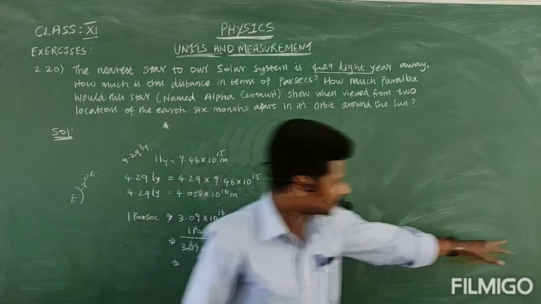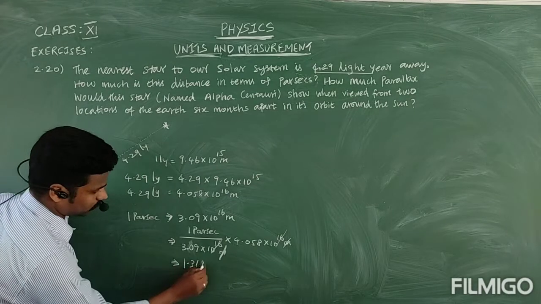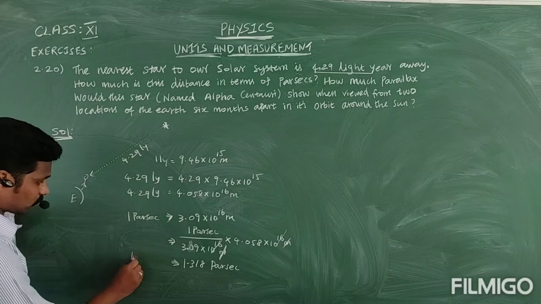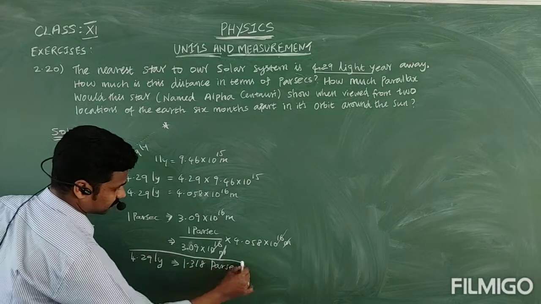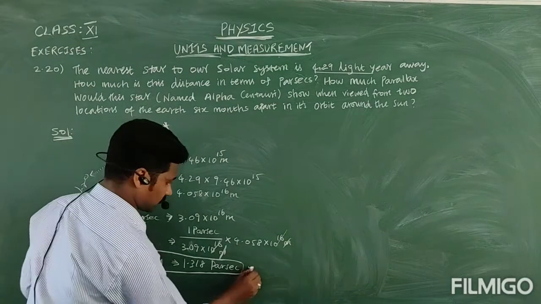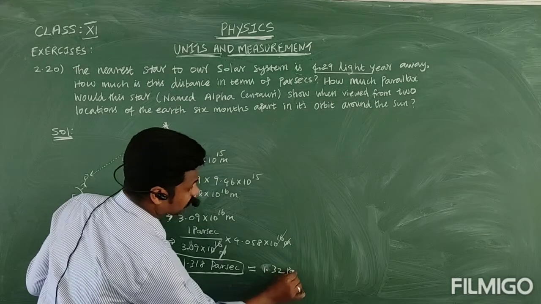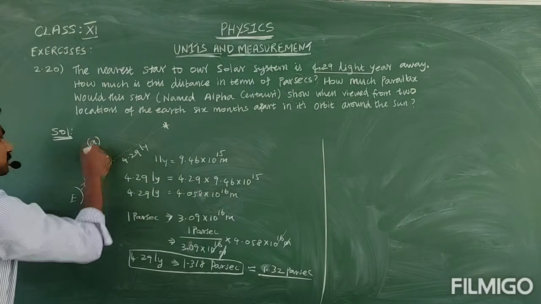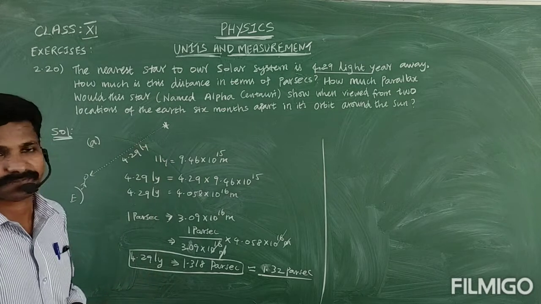That value also I already calculated. That is 1.318 parsec. So 4.29 light year is equal to 1.318, or approximately 1.32 parsec. So 4.29 light year is how much parsec? That is the first question.